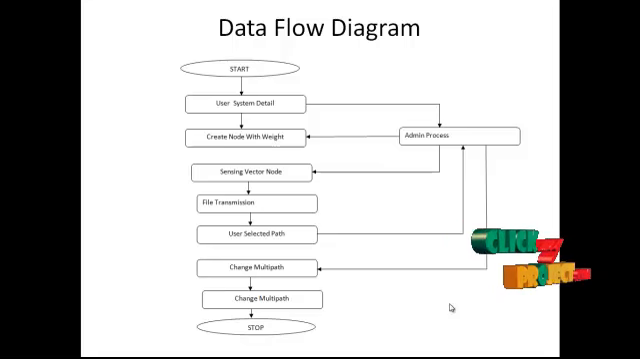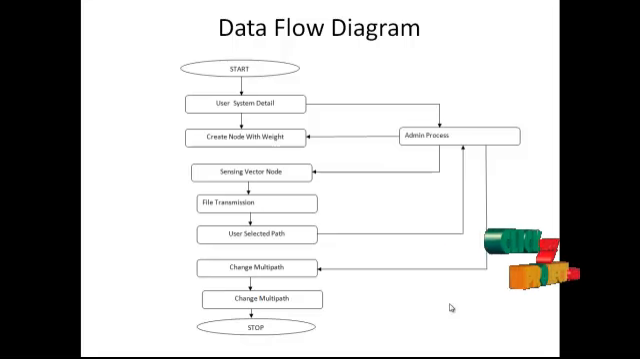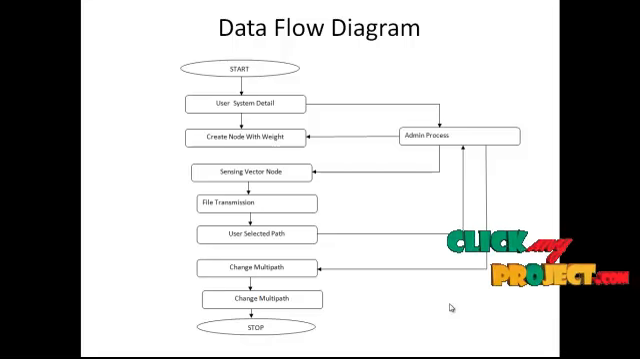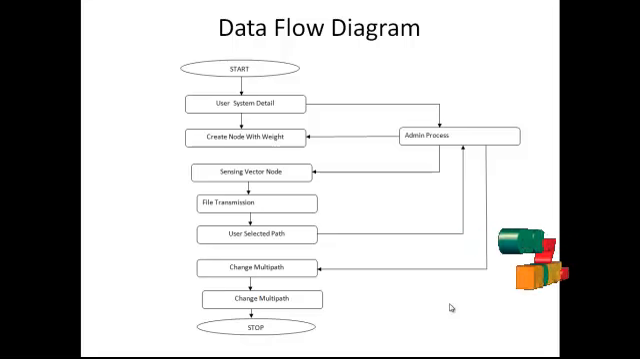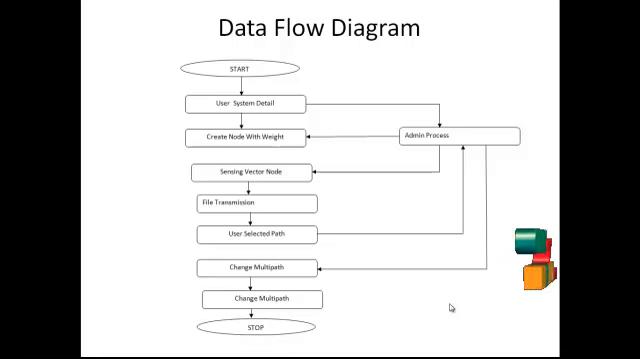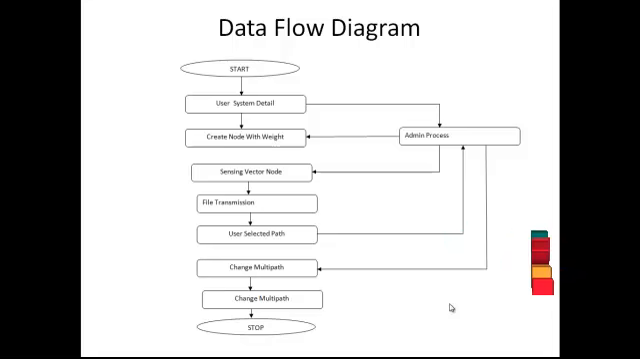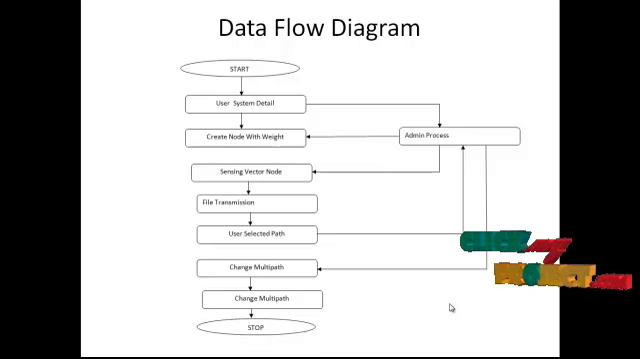Then to the admin process, where we check the sensing vector node. Sensing vector node connects every node, and when one node connects to another node, the distance is calculated. Every node is connected to another node, so the distance is calculated for every node. The next process is file transmission. File transmission uses the selected files, and the size of the selected file is calculated. The user selects a path to transfer to the admin process.